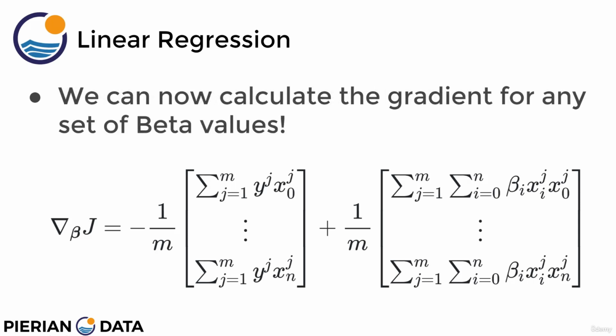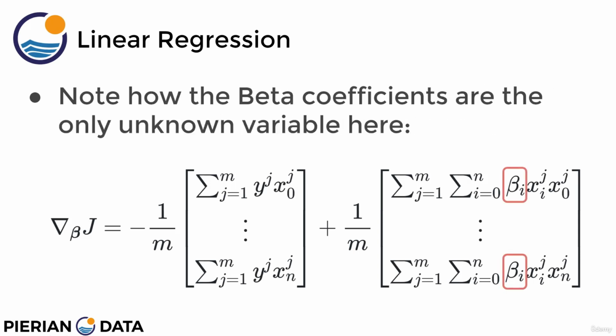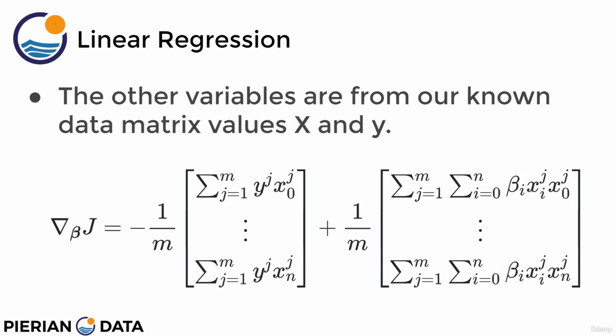And now what this allows us to do is calculate the gradient for any set of beta values. In fact, if you take a close look at this, in theory, what we could do is just guess and check beta values and keep searching and guessing until we've minimized this gradient. Because you should note that the beta coefficients are really the only unknown variable here. The other variables are already known from our data metrics of values of X and Y.